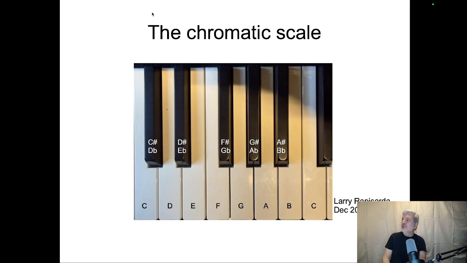Okay, so you just heard me play the chromatic scale between middle C and high C. So that's a chromatic scale. You can see the notes of the scale there. The white keys are C, D, E, F, G, A, B, C. And the black keys are the C sharp or D flat, D sharp, E flat, F sharp, G flat, G sharp, A flat, and A sharp, B flat.